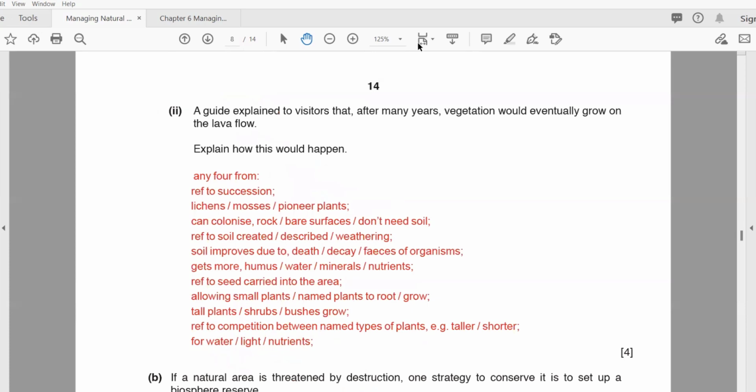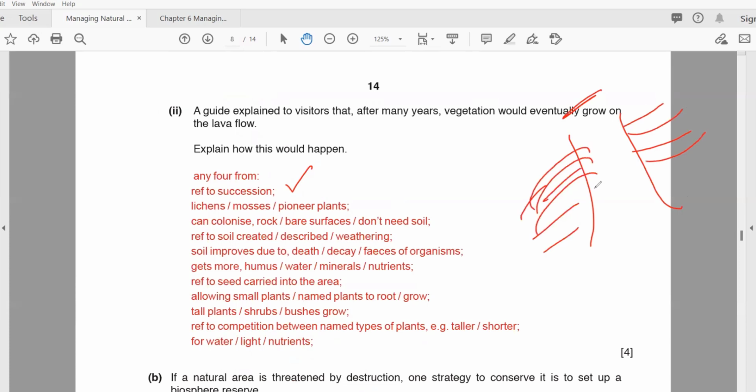So this is 4 marks. You have to write at least four points. Number one, reference to succession. For example, you have lava, and now no more lava is coming. The soil around the lava starts to come and cover the lava due to wind, due to storm. This way you find the lava goes under the normal soil.